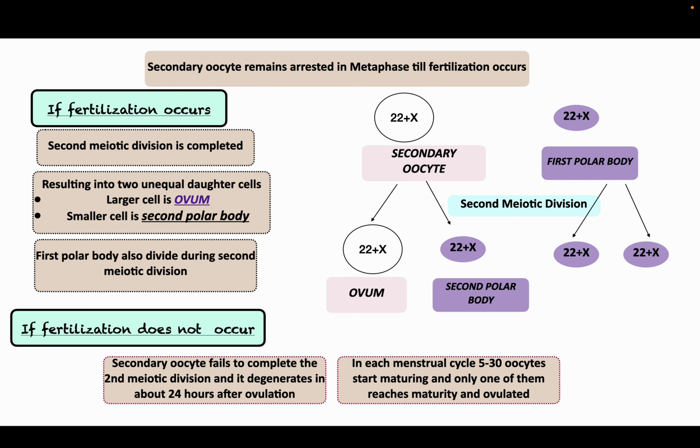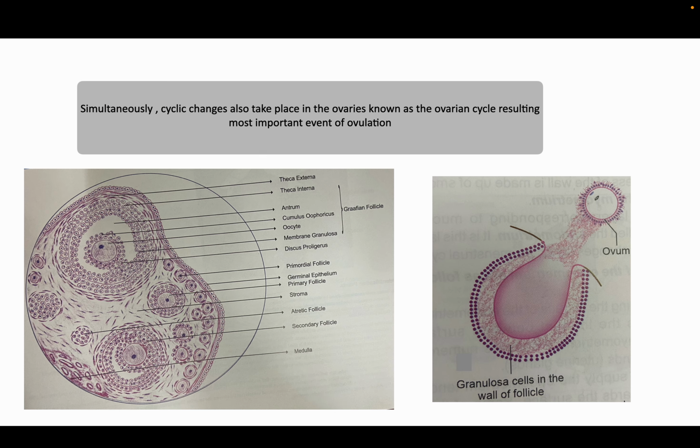In each menstrual cycle, 5 to 30 oocytes start maturing and only one of them reaches maturity and is ovulated. So around 400 ova are discharged throughout the reproductive life. Simultaneously, cyclical changes also take place in the ovaries, known as the ovarian cycle, resulting in the most important event, ovulation. Different follicles develop in this stage and the ova mature, and later ovulation occurs, which is the shedding of the ovum from the Graafian follicle.